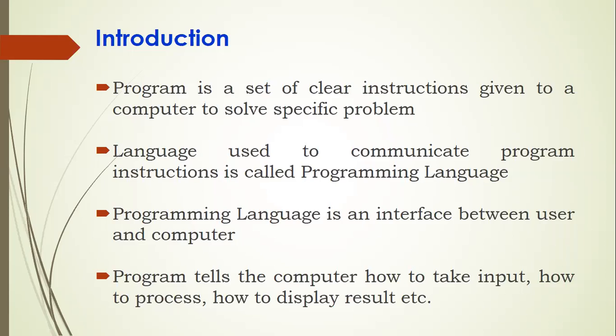The language which is used to communicate the instructions in the program to a computer, we call a programming language. A programming language basically tells the computer certain things like how to take the input, how to process the input, how to display the result according to user requirement, etc. So all these things should be clearly mentioned in the program. By using the program, the computer will solve a specific problem for the human being.